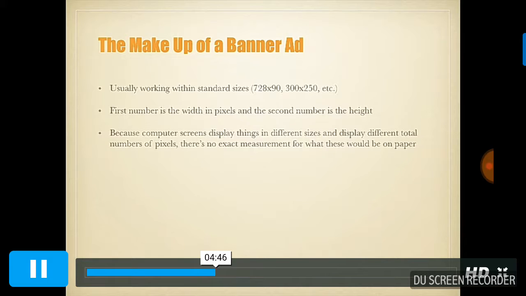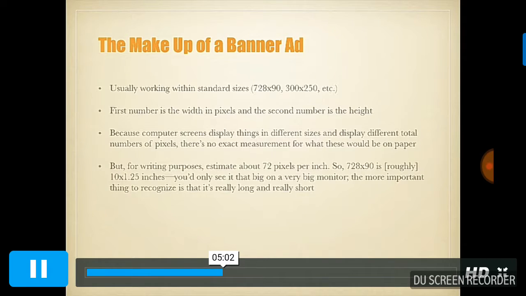Because computer screens are different sizes and display different total numbers of pixels in the horizontal and vertical directions, there's no exact translation for what these measurements would be on paper. However, for your writing purposes, you have to have some idea of what you're working with.